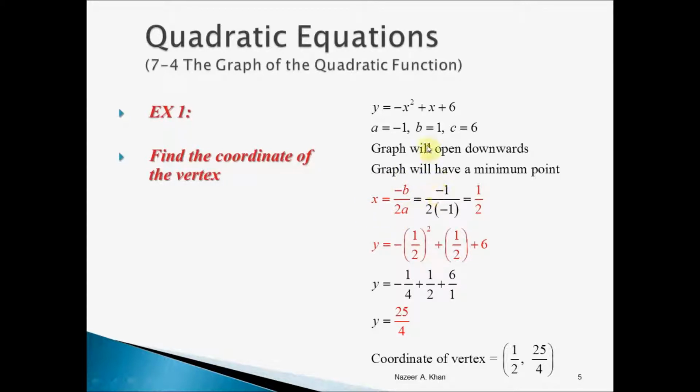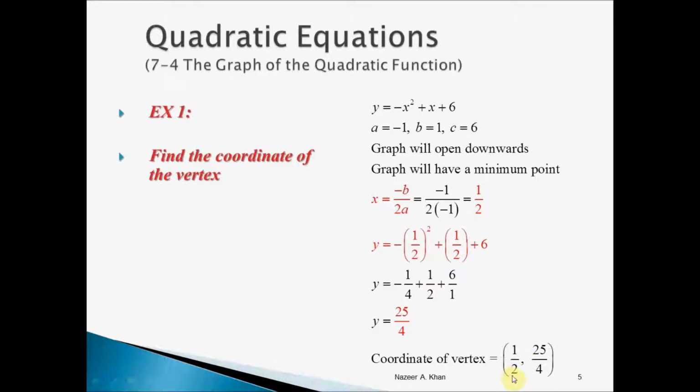My b term is 1. It becomes minus 1 because of the formula, divided by 2 times a. A happens to be minus 1. So really what I'm having here is minus 1 divided by minus 2. A negative divided by a negative will give you a positive. So we really have 1/2, positive 1/2. Now that is the x value of the vertex right there, of the coordinate set.